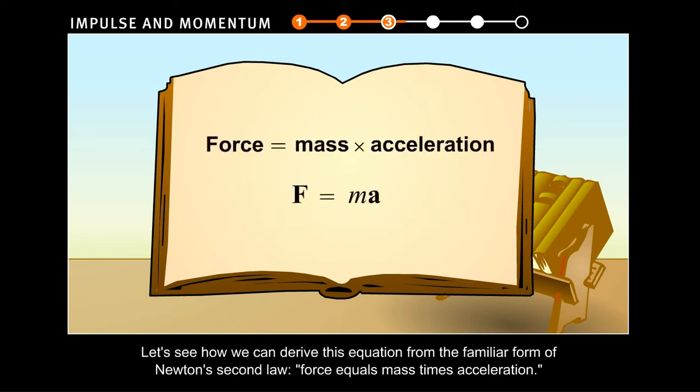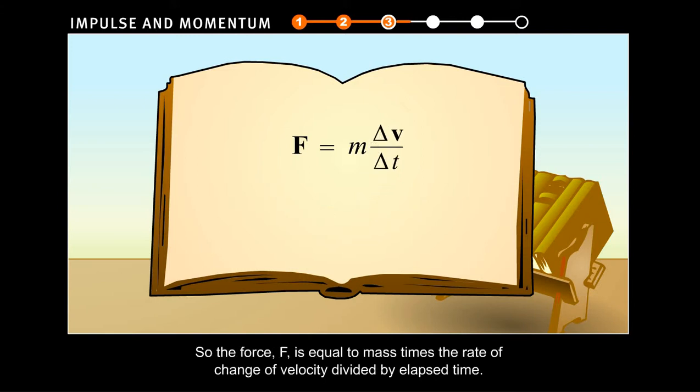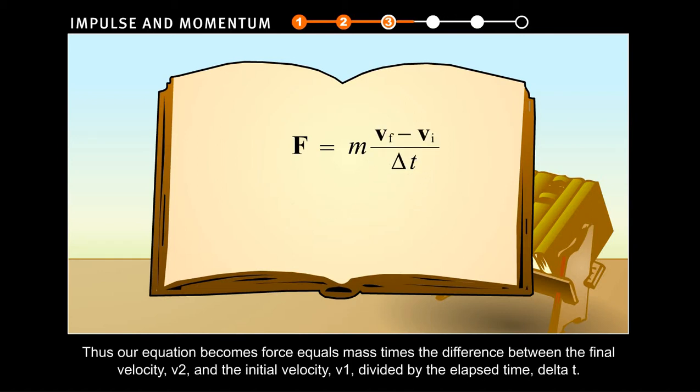Let's see how we can derive this equation from the familiar form of Newton's second law. Force equals mass times acceleration. Recall that acceleration is the rate of change of velocity in time, or delta v over delta t. So the force, F, is equal to mass times the rate of change of velocity divided by elapsed time. Delta v is the change in velocity, which is equivalent to the difference between the final and initial velocities. Thus, our equation becomes force equals mass times the difference between the final velocity, v2, and the initial velocity, v1, divided by the elapsed time, delta t.